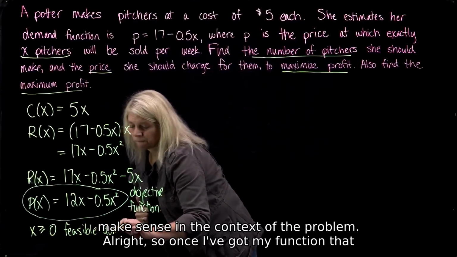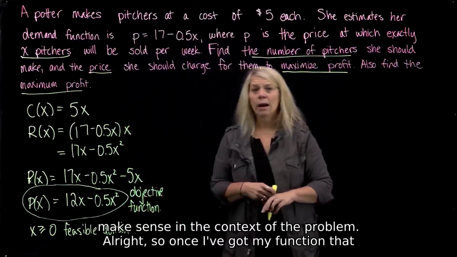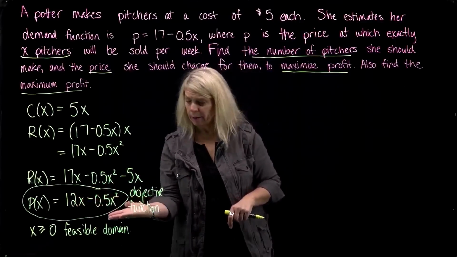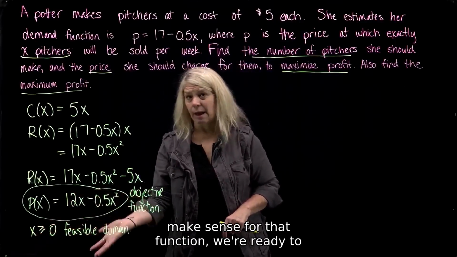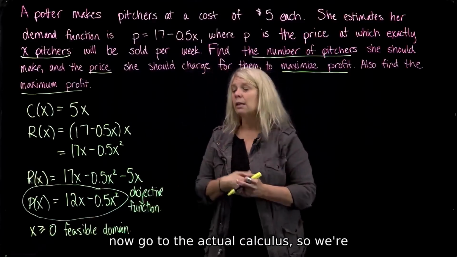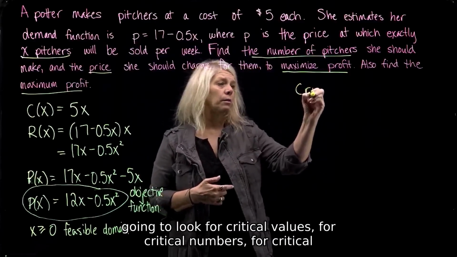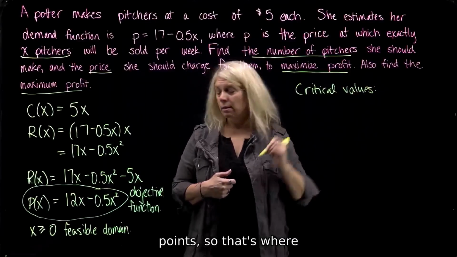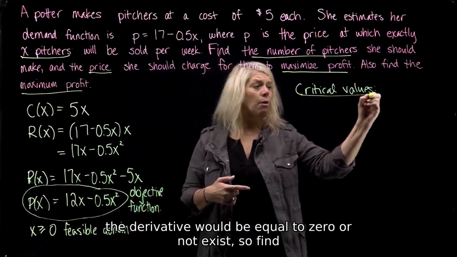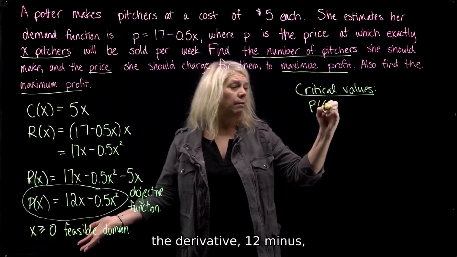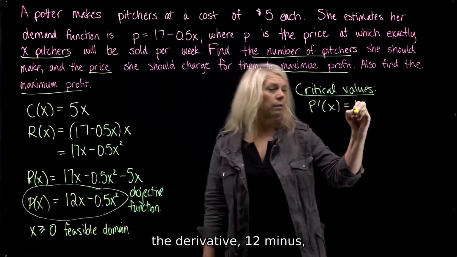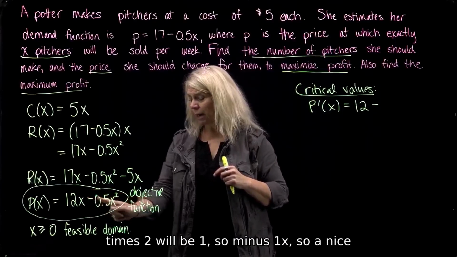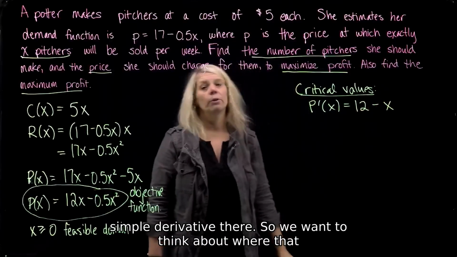All right, so once I've got my function that I want to optimize in terms of one variable, and I've thought about the values of x that make sense for that function, we're ready to now go to the actual calculus. So we're going to look for critical values, or critical numbers, or critical points. So that's where the derivative would be equal to 0 or not exist. So find the derivative, 12 minus, and then on this term, so I'll have minus 0.5 times 2 will be 1, so minus 1x. So a nice simple derivative there.